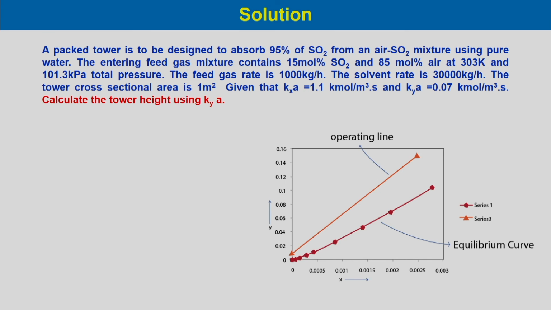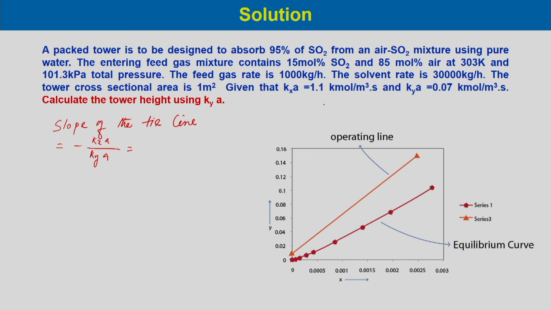Now, the equilibrium curve and operating line curve are known to us. We have to draw the tie line. To draw the tie line, we need to find out its slope. The slope of the tie line, as we have defined, is equal to minus kxa divided by kya. These values are given.